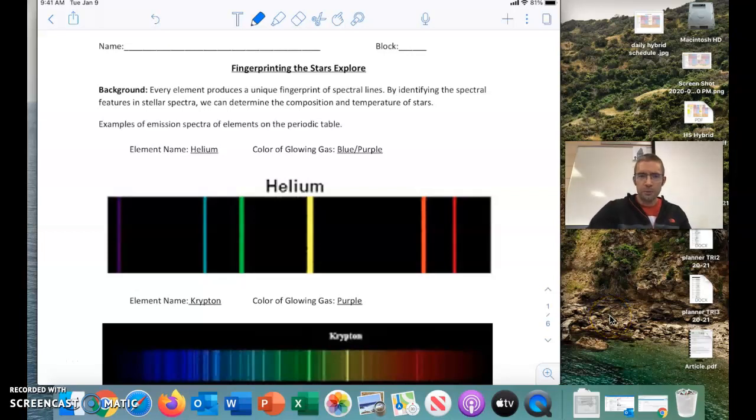All right, so we're going to spend a little bit of time going through the fingerprinting the stars explore activity. Every time we do an explore, we'll take some time to figure out what we figured out, what we learned, what were we supposed to learn, and how were we supposed to figure that out.